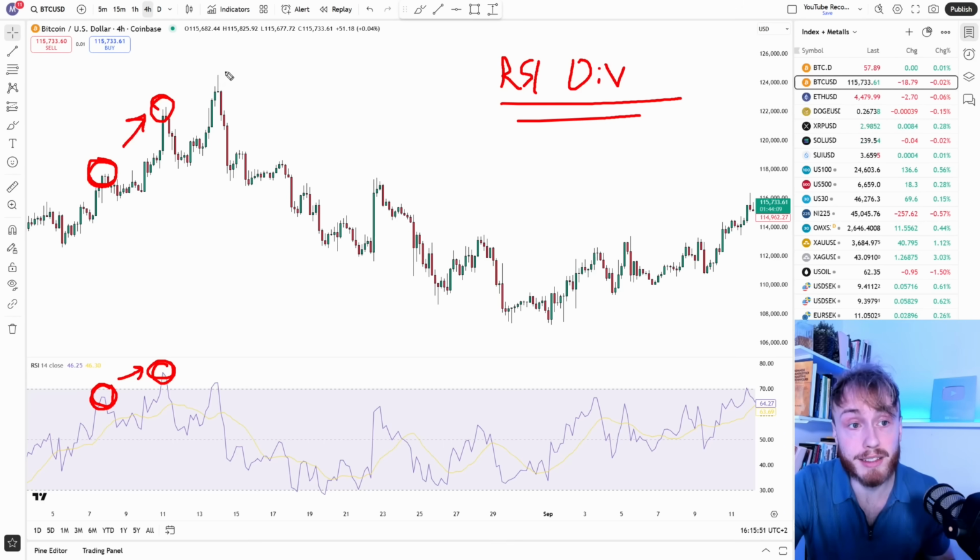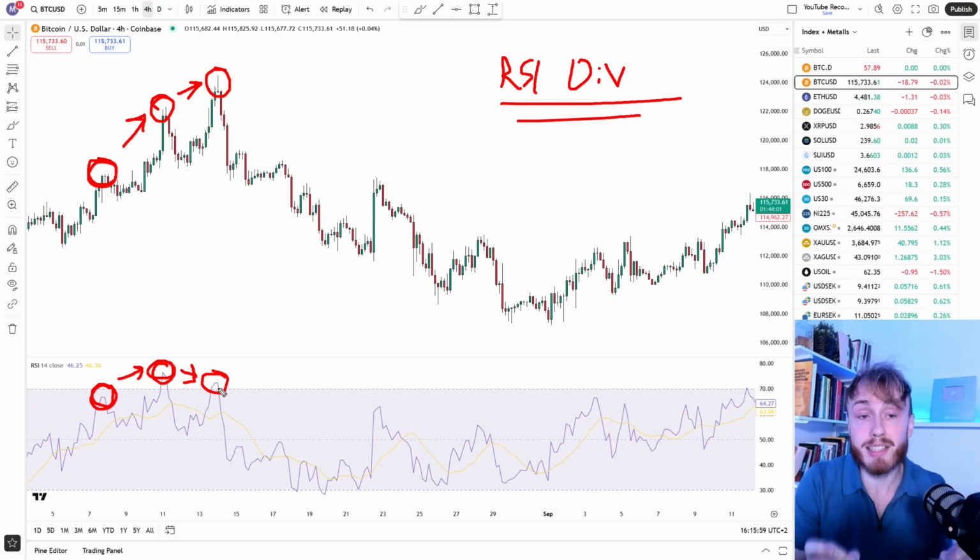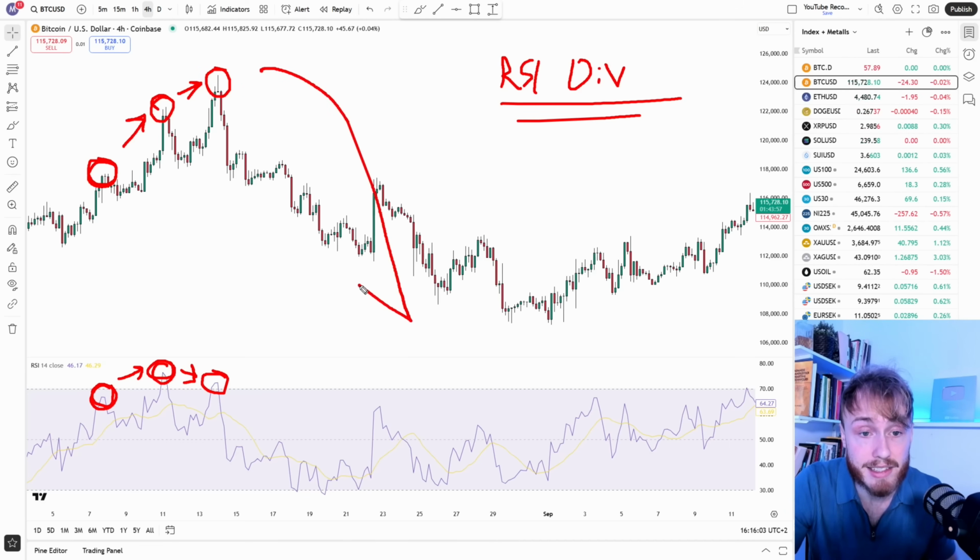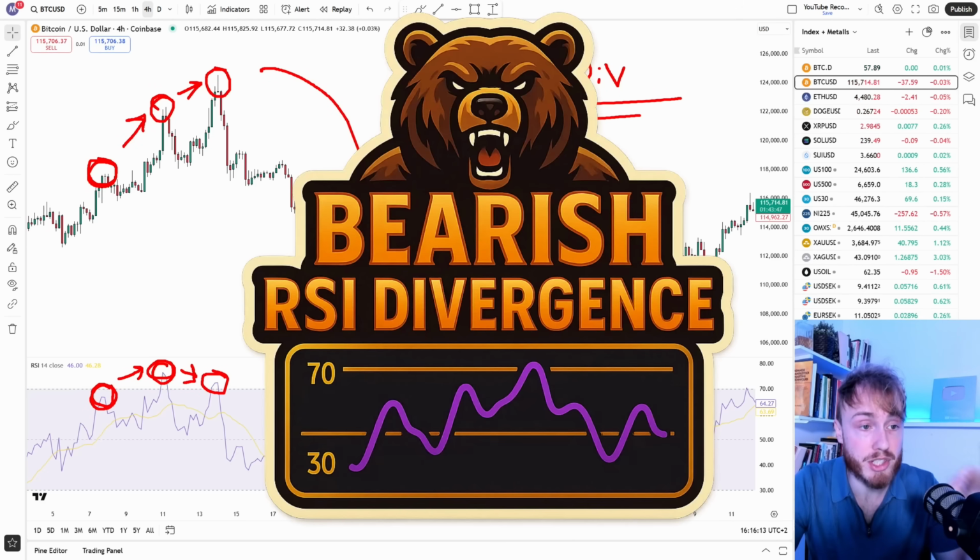But if we look at the other high right here, you can see now the price prints yet another high, but the RSI prints a lower high. This right here is an example of an RSI divergence and indicates a reversal to the downside. This is what is known as a bearish divergence. Very important to be able to spot.